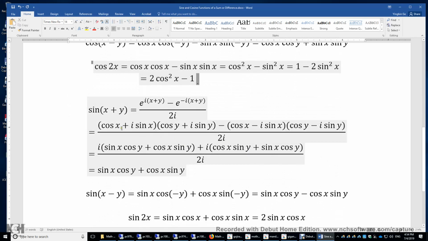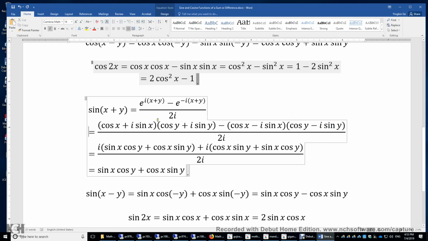How about the sine function? Sine x plus y equals, over here, e to the power of i times x plus y minus e to the power of negative i times x plus y, over 2i. And then similarly, we expand this to be e to the power of ix, e to the power of iy, over here e to the power of negative ix, e to the power of negative iy. And again, we have 2 real terms, 2 imaginary terms here. Also, we have 2 real terms and 2 imaginary terms here.